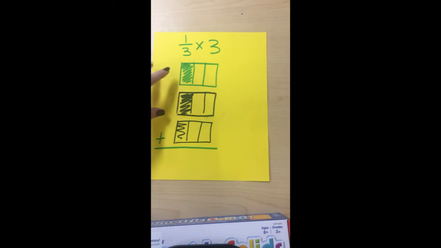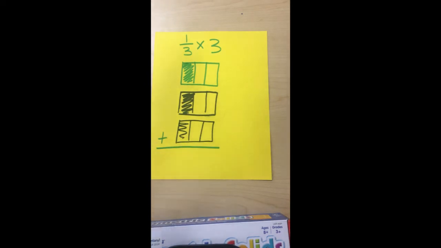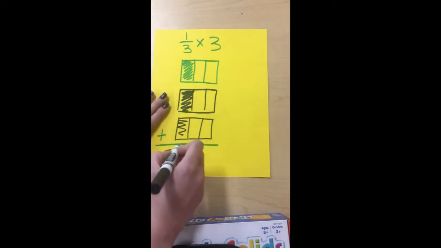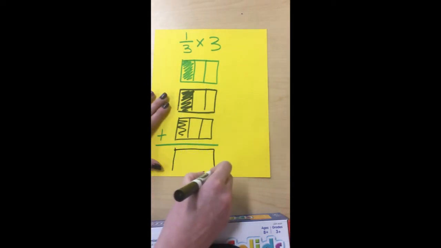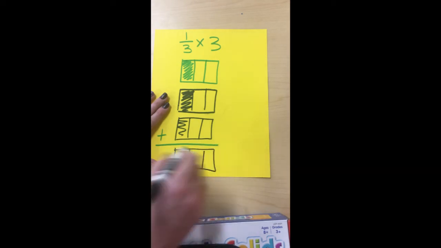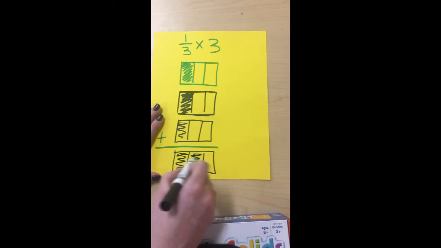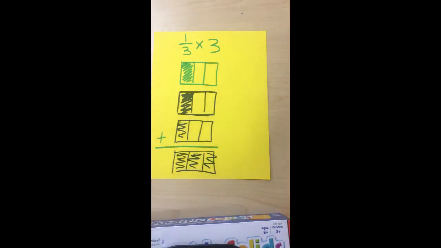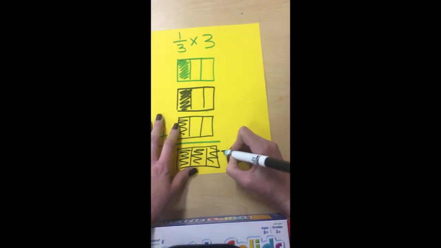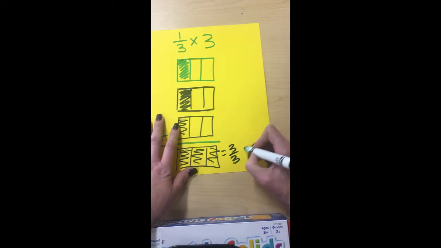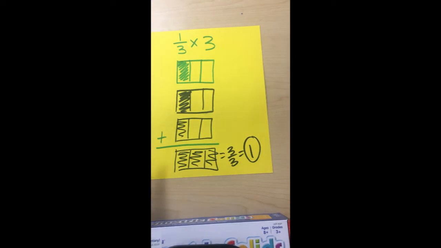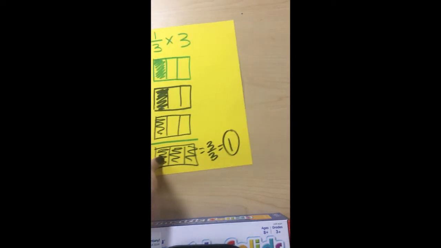So it's really like saying 1/3 times 3, or 1/3 3 times, which is a repeated addition. If I was to add all these together, I would have 1, 2, 3 thirds. So this would be my answer, which is 3/3 or 1 whole. Okay, so that's just how we do that in a picture.